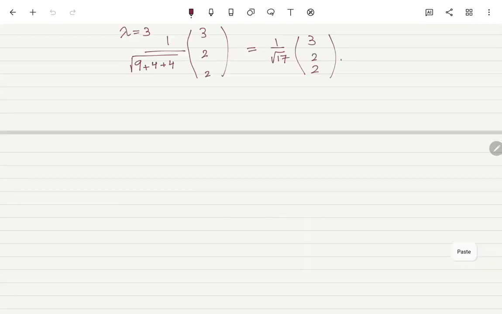Let's define reduction of a matrix to diagonal form, or in other words, its diagonalization. If we have a square matrix A, 3 by 3, and this square matrix A has 3 distinct eigenvalues, lambda 1, lambda 2, and lambda 3.